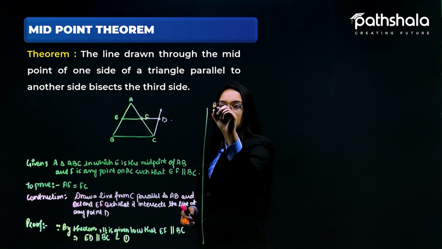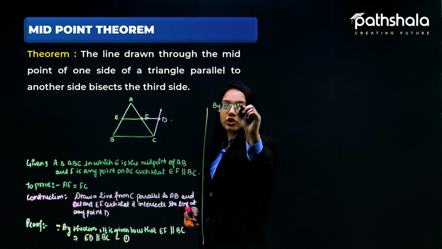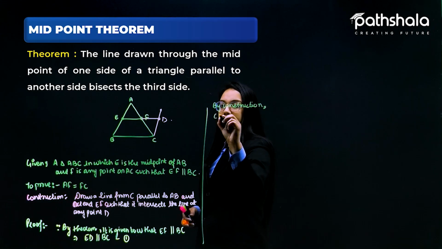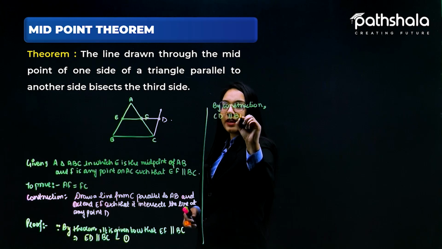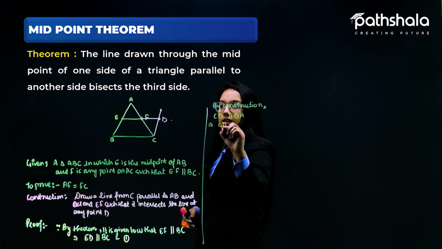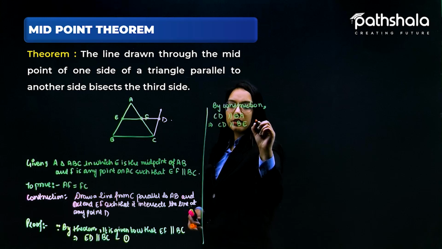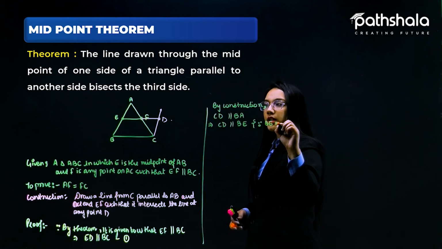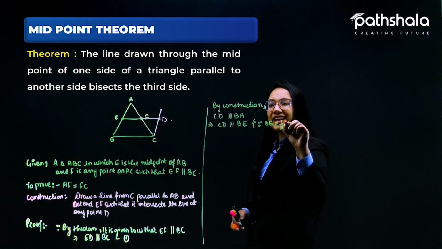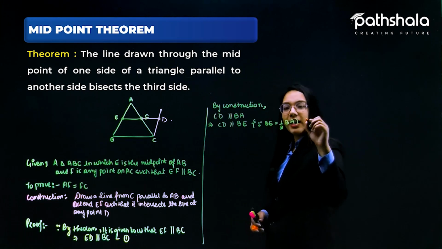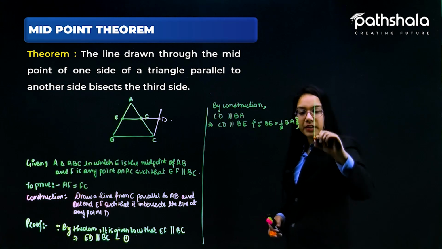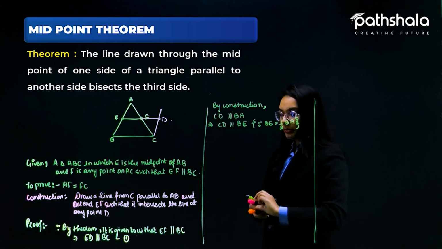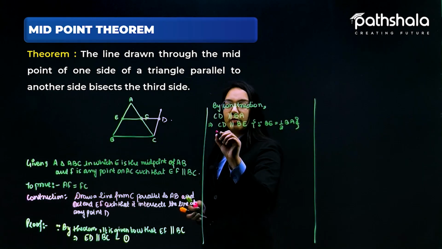Moreover, by construction, we know that CD is parallel to BA, which implies CD is parallel to BE. Since BE is half of BA, if CD is parallel to the whole line, then it is also parallel to a part of it. So CD is parallel to BE. Let us call this 2.